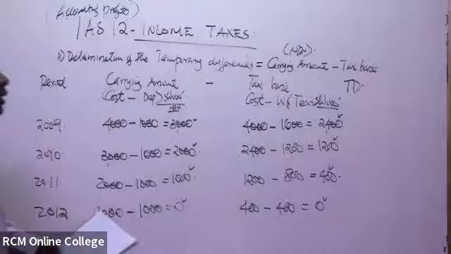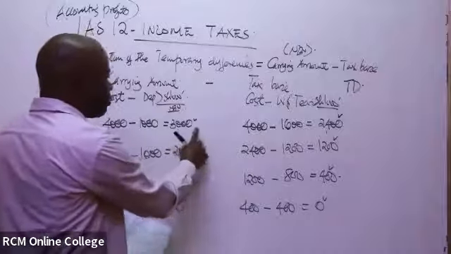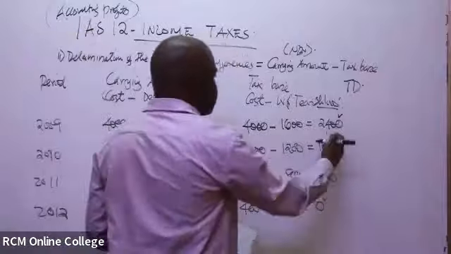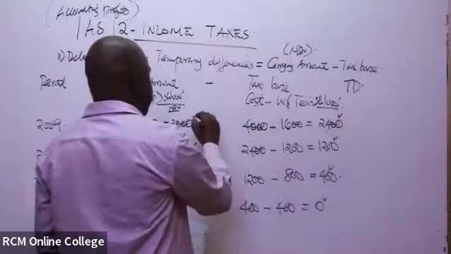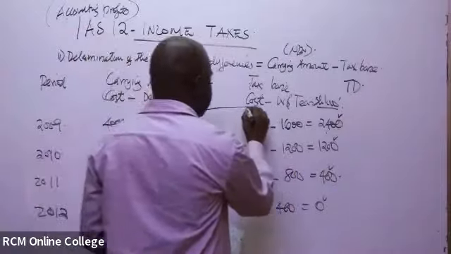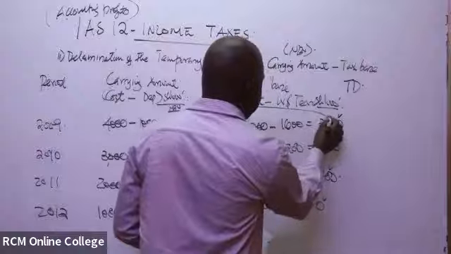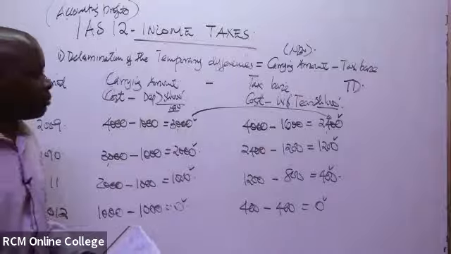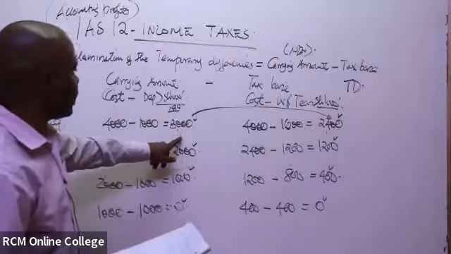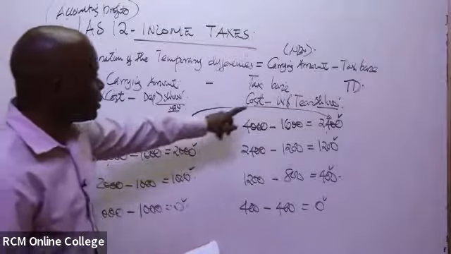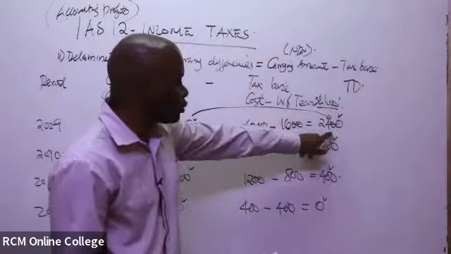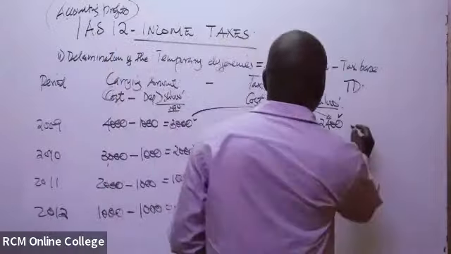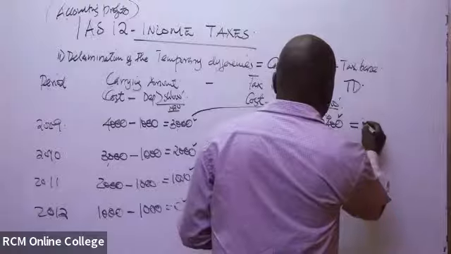So for the first one, if you take 3 million minus 2.4 million. Remember, you are subtracting these. Don't forget, we are now minusing. The carrying amount is this one, and the tax base is this one that we've determined. So you're subtracting. For the first one here, it will likely be 600.